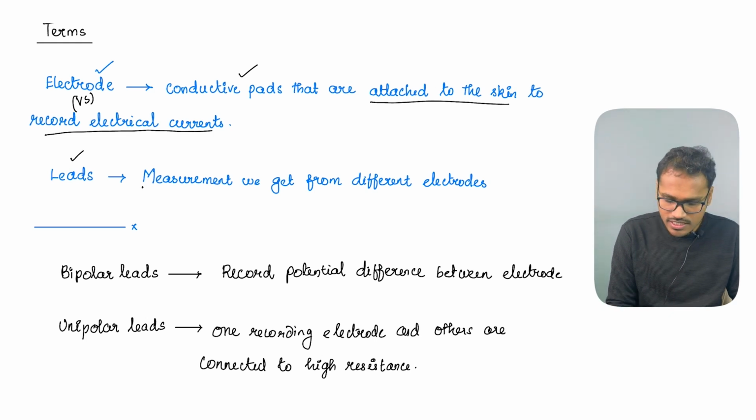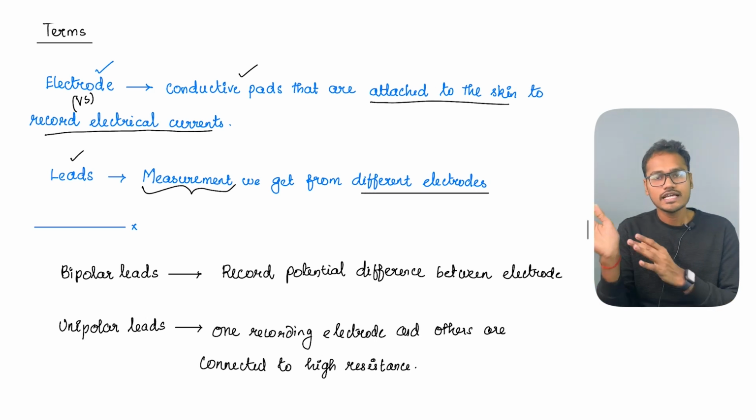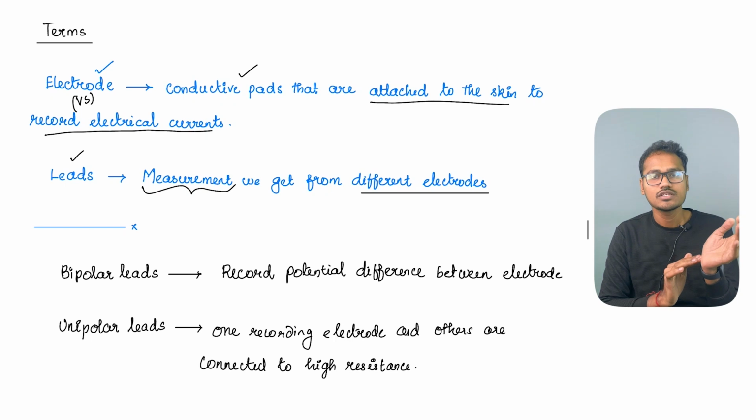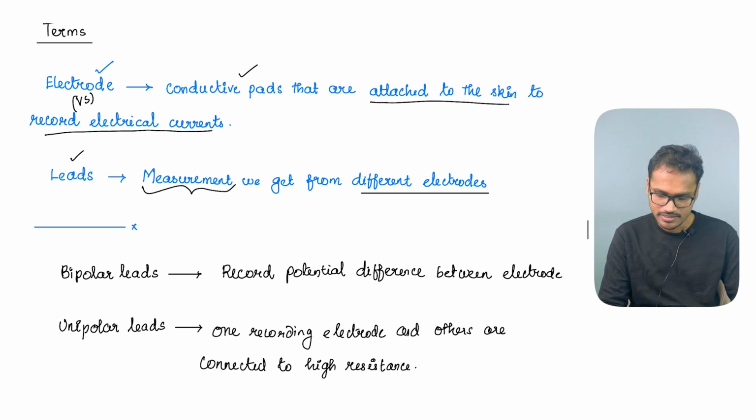Whereas leads are the measurements we get from the different electrodes. Suppose you have attached two electrodes on the surface of the right and left arm. When you measure the potential difference across them, then we get the lead. So electrodes are just attachments. Whenever you are measuring the difference between the electrical potentials, it is called a lead.